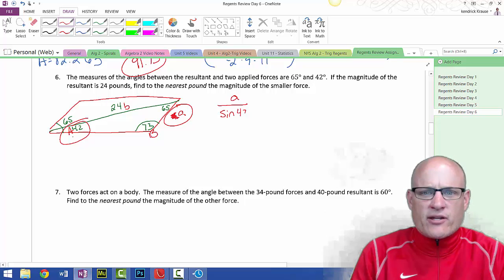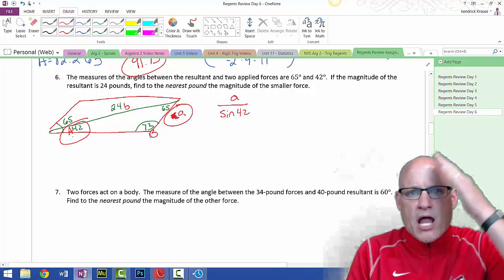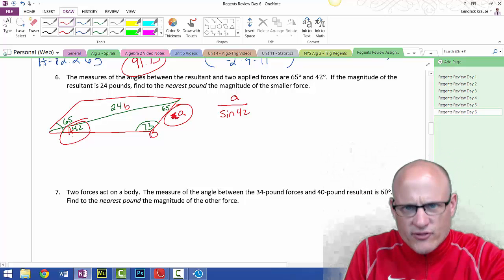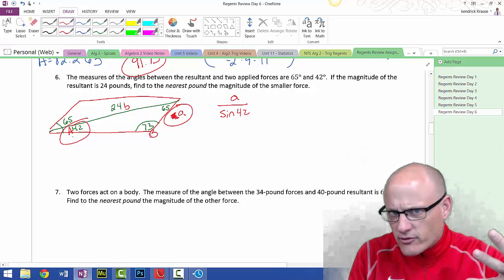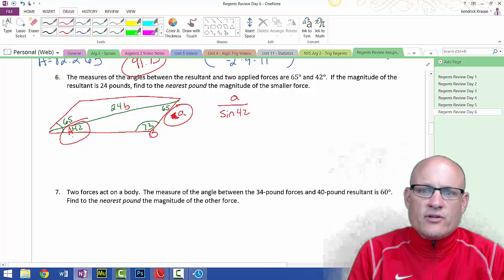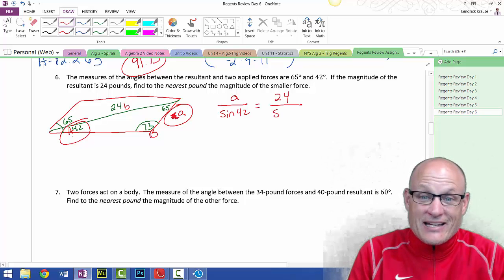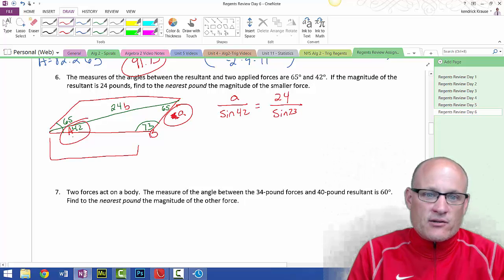I still have kids that'll put a over 42. Hello, it's the law of sines. You got to use sines. Seriously? Let's go, kids. Is equal to 24 over the sine of 73. Oh, where did I get the 73 from? Don't forget, kids, these things right here have to add to 180.